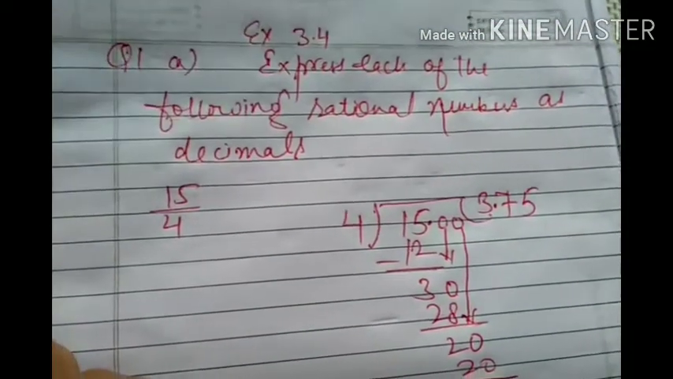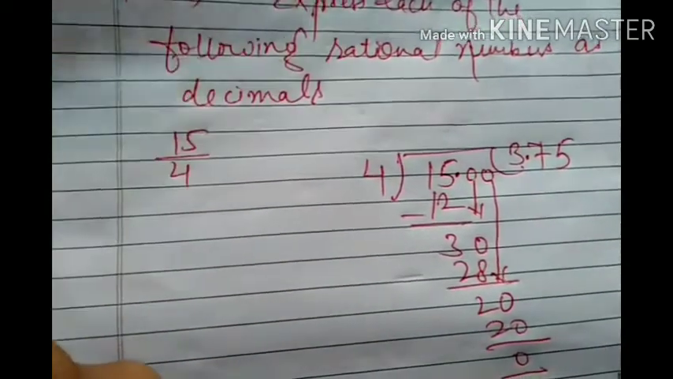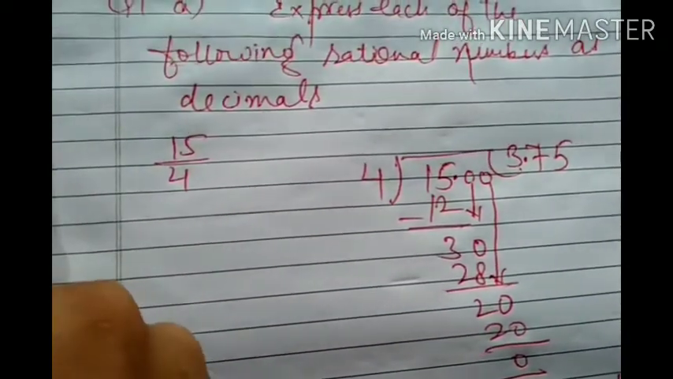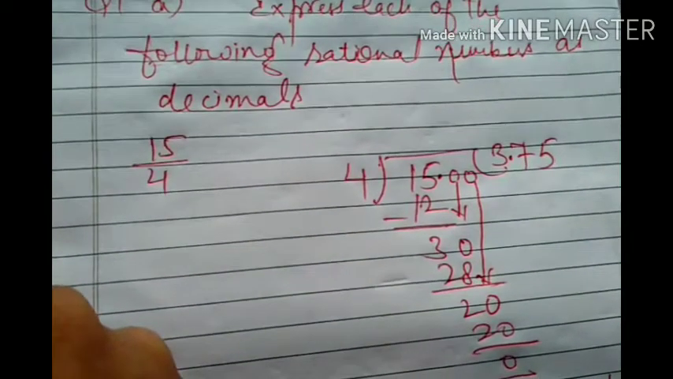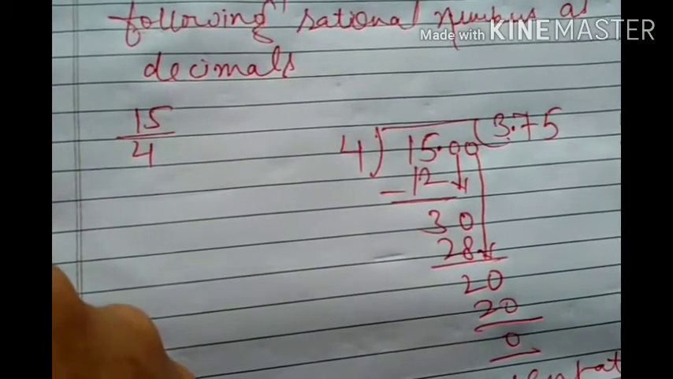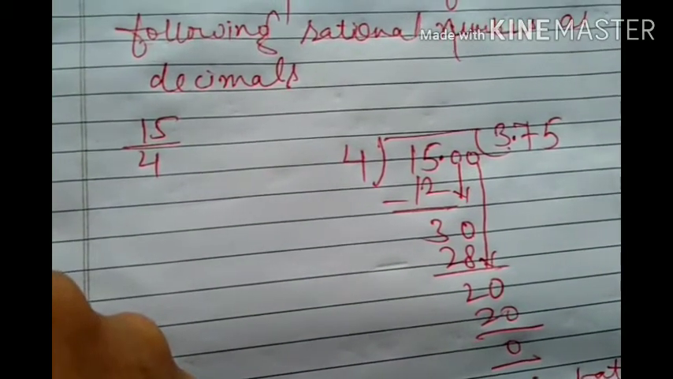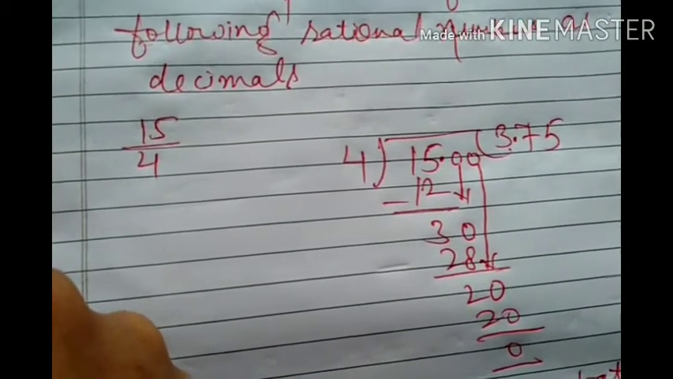Let's take one of the questions here from your exercise 3.4. Express each of the following as a decimal. Means 15 upon 4. You will take 15 as dividend and divide by 4. 4 will be taken as divisor. Then you will recite the table of 4 till 3. 4 threes are 12. Then subtract 15 minus 12, 3. Now after the point you are taking 0 as carry.